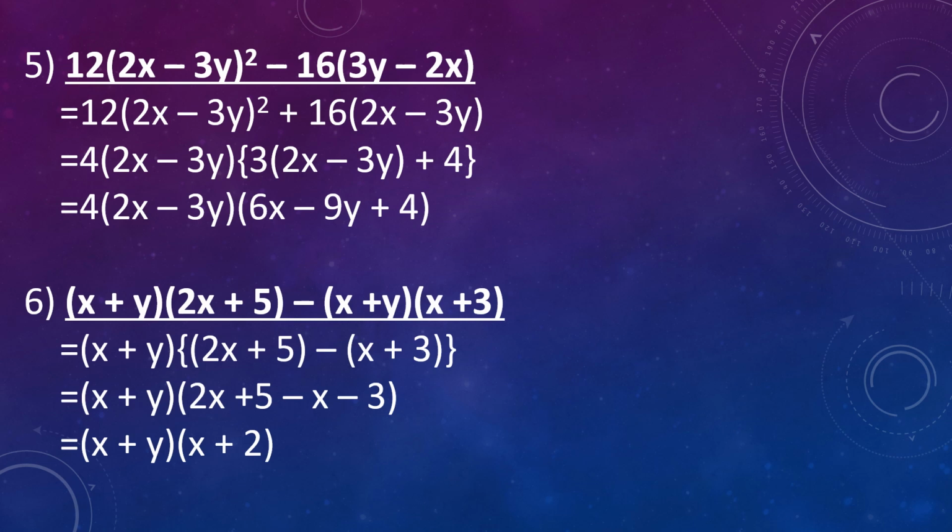Another one is also of the same type. 12 times (2x minus 3y) whole square minus 16 times (3y minus 2x). Again children, we have to do the same process. If you look at the first binomial, that is 2x minus 3y whole square. If you look at the second bracket, it is 3y minus 2x. Terms are same, sign are same, minus is present there. The only difference is in the placing of terms. So you need to interchange the places of terms.